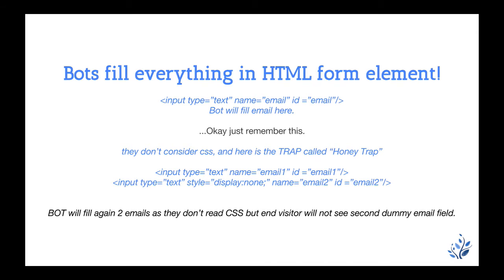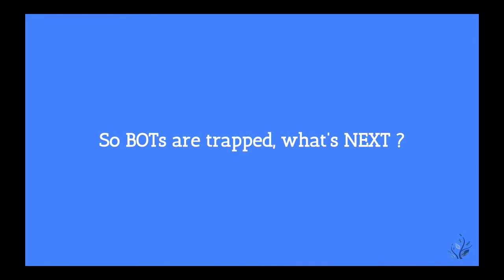So here the best technique is: input type text, name email1, ID email1, and then I copy the same thing twice and put input type text, style display none. It will not be displayed to the normal user visiting our website, but bots will see it as an email too. Now the bot will fill in two emails in this form, and send both. So when I receive the request to submit the form, I'll see two emails. So bots are trapped here. Now I know that I'm getting two emails, which means it's probably a bot.